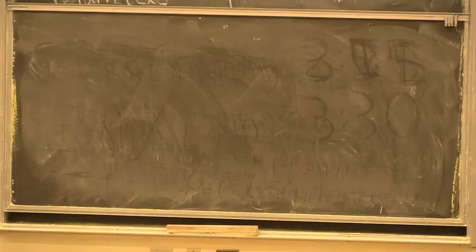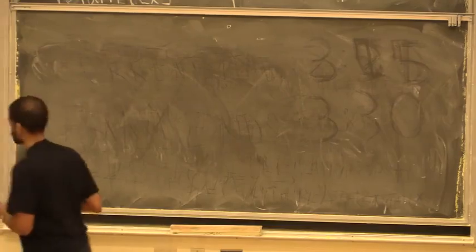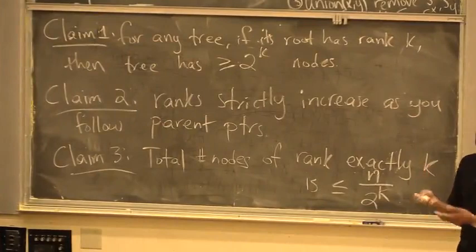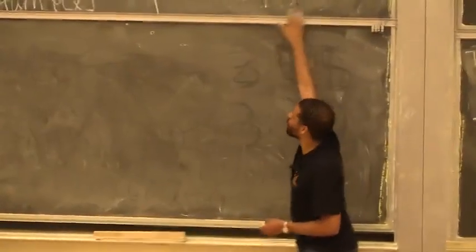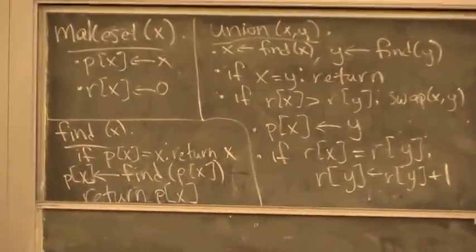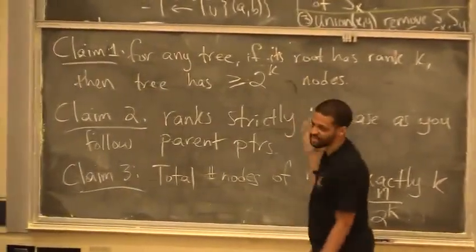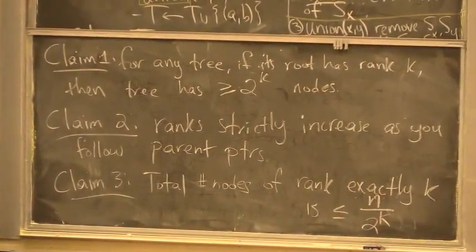Let's say that up until now, this statement has been true. Or actually, let's go back to the first one. For the first one, what I can say is, if your root has rank k, it became rank k. Where did it become rank k? The only time that the rank goes up is here. If you look at this code, this is the only place where rank changes. Or when you make set, the rank gets set to 0. So when he became rank k, he had some size, whatever that size is.